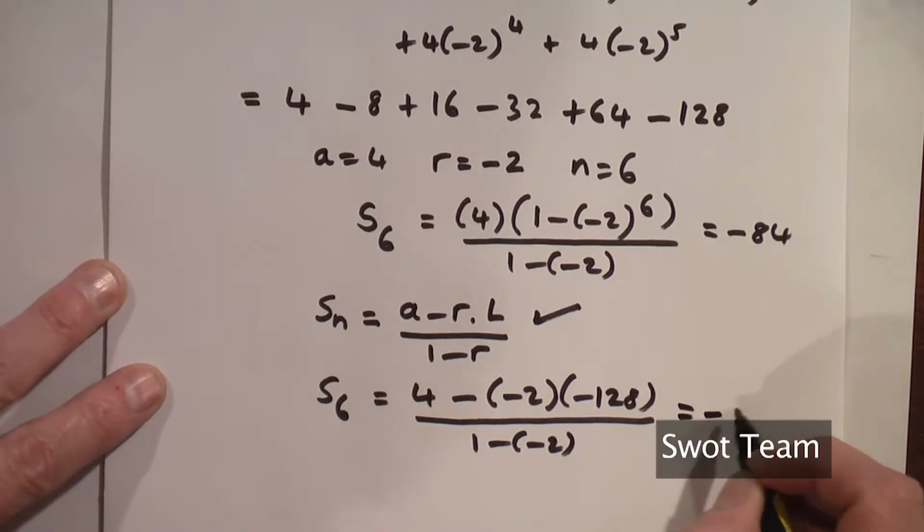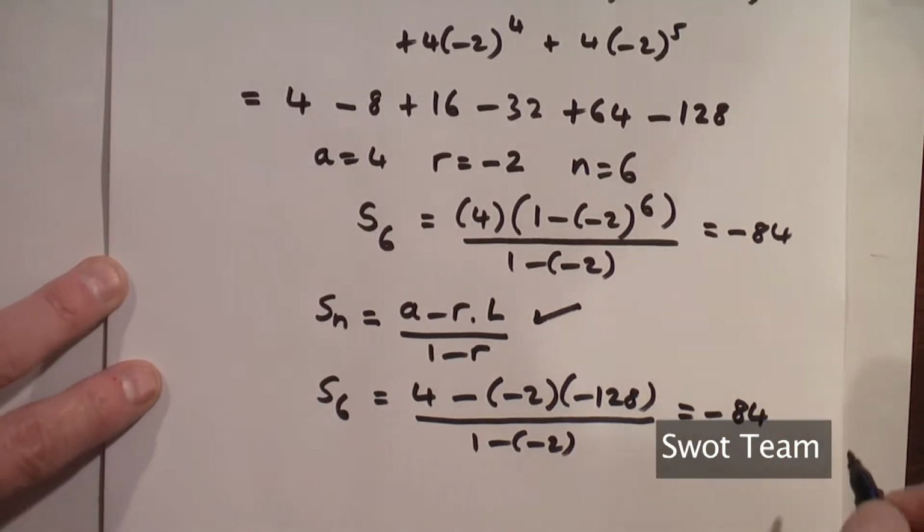And it will also give you negative 84. Okay, so you're happy with that? Cool. These are all the different angles of questions that can be asked in sequences and series. Good stuff. I'm loving this. Okay, next example.